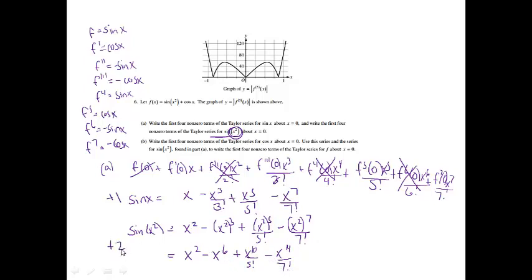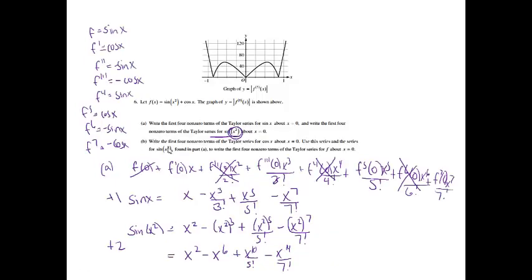So if you made any little mistakes in between, then you could score yourself accordingly. All right, part C, find the value of the sixth derivative of, oops, I think I missed a part. Let me go back. I did part A, I did not do part B. Okay, write the first 4 non-zero terms of the Taylor series for cosine x about x equals 0.